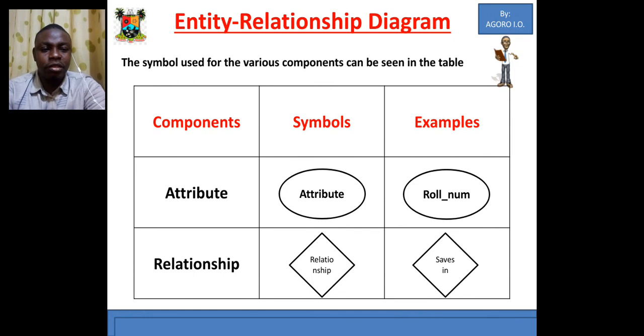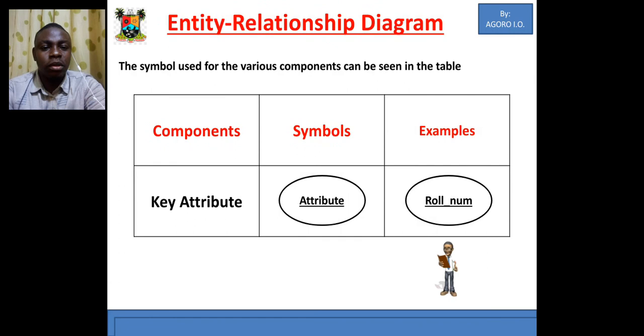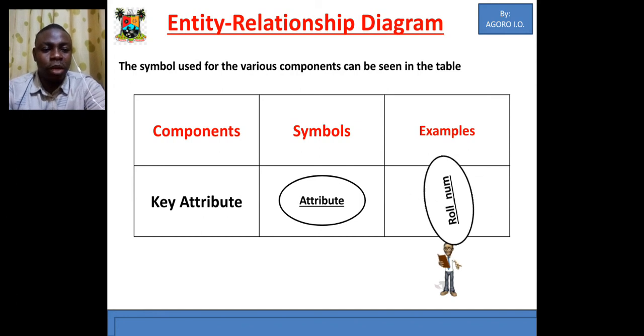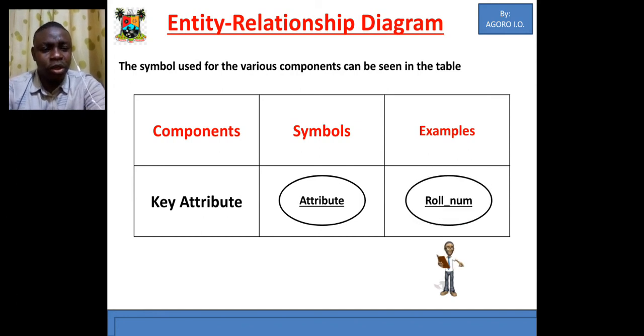And then let us look at the last one, key attributes. We use an ellipse to represent key attributes. The attribute in the ellipse will be underlined. An example is roll number. So these are the symbols that we use to represent each of the components of the ER model.